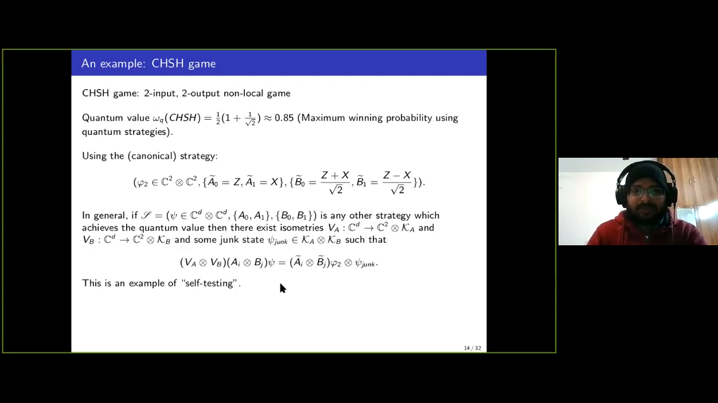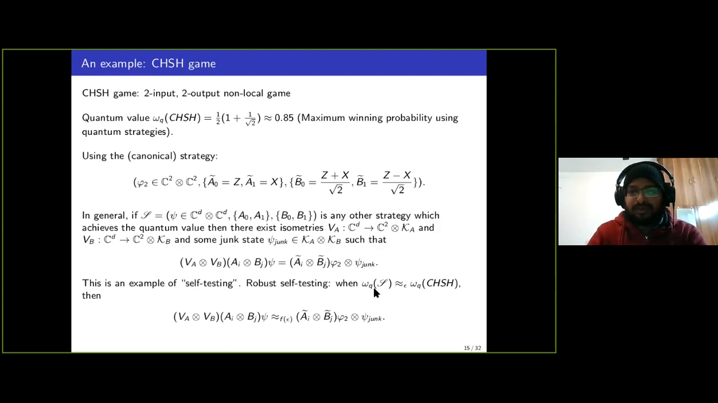There's also a reversed version in which one can ask, what about those strategies which yield quantum winning probabilities close to 0.85? In that case, we have a robust version. This says that if the winning probability given by that strategy is epsilon close to the maximum one, then one can show that this equality can be replaced by an approximation up to some delta, which is a function of epsilon, and that relates the state and measurements to the canonical measurement applied on the state, and the junk state.